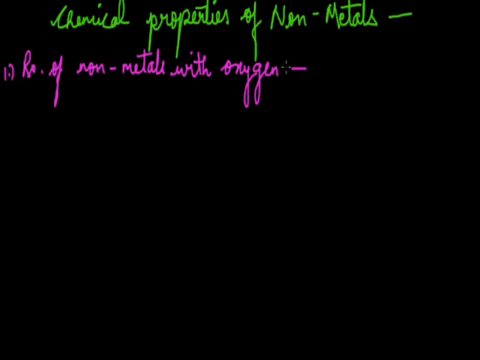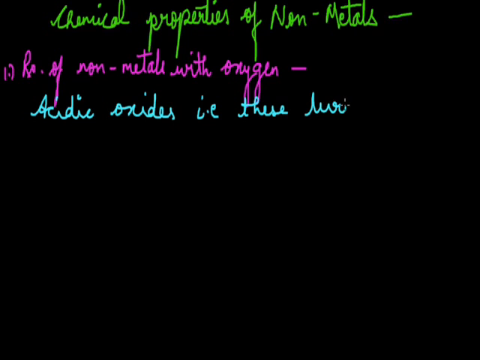Some oxides of non-metals even act as neutral, meaning they neither turn blue litmus red nor turn red litmus blue. They are neither acidic nor basic. They are neutral in nature. First we'll see some examples of acidic oxides, that is, those which turn blue litmus red, and then we'll see the neutral oxides.